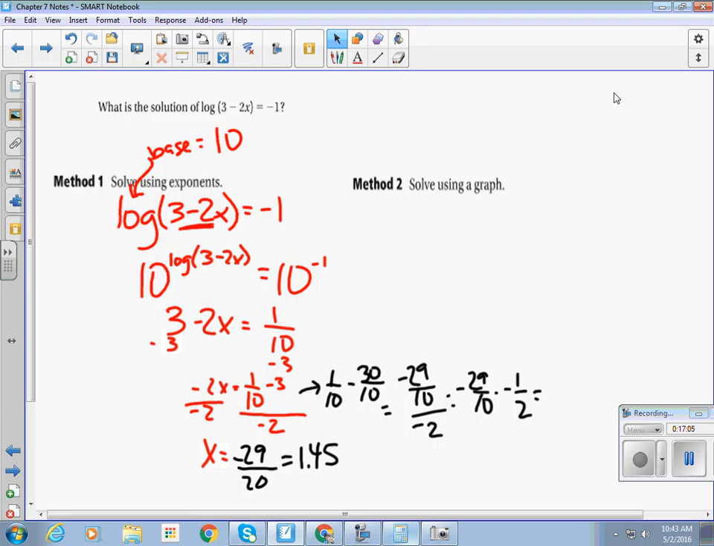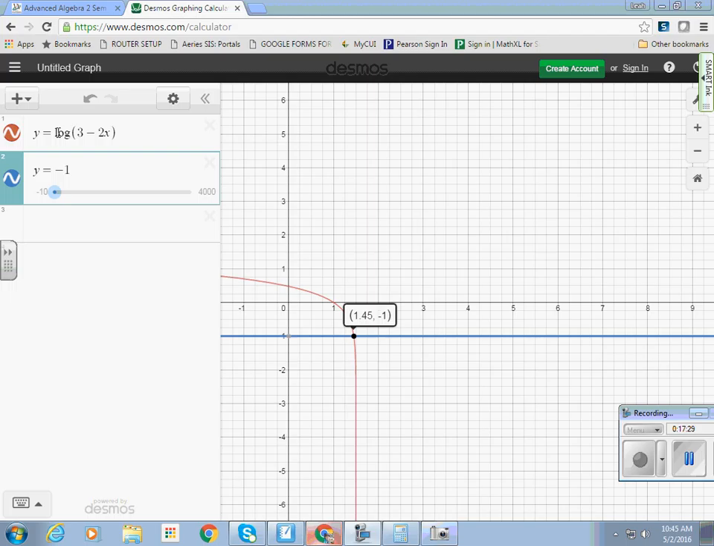We're going to solve using a graph now, so hopefully we'll get 1.45 out of our graph. I'm going to let y1 equal log of 3 minus 2x and y2 equal negative 1. Go ahead and do this on your graphing utility to make sure that you're inputting logarithms correctly. All right, so when y equals log of 3 minus 2x and y equals negative 1, the two intersect at x equals 1.45.